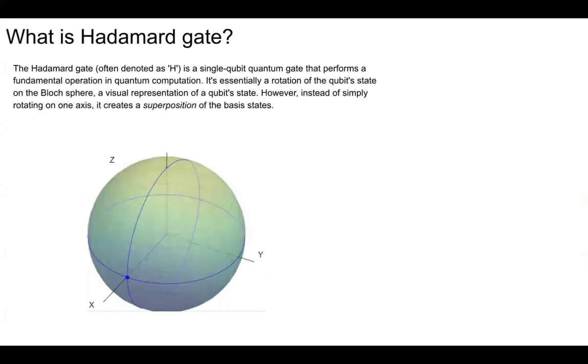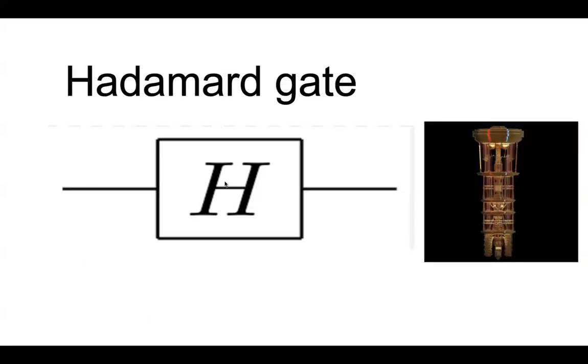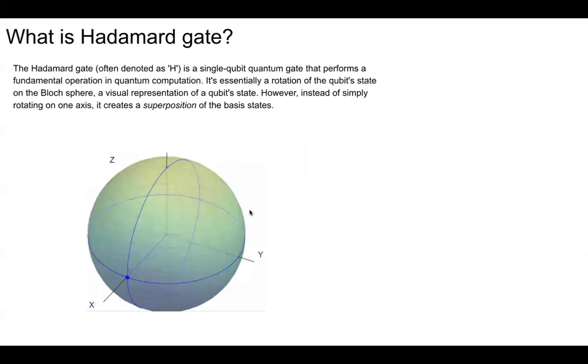What is a Hadamard gate? It's often denoted by the H symbol, as we saw in the previous one here. It works on a single qubit. It performs a fundamental operation in quantum computing, the most important function, which gives the quantum computer its power: it transforms that qubit into a superposition.